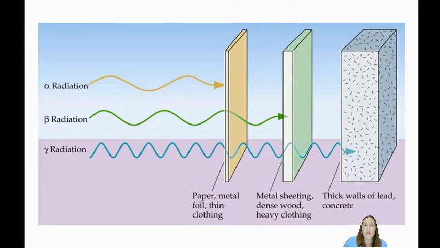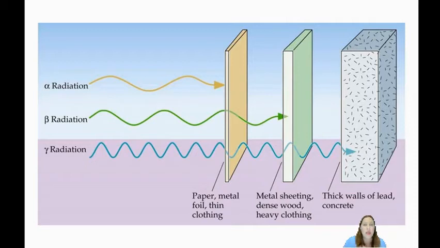Now, something that's really important for you to recognize is alpha particles can do a lot of damage because they're a lot bigger, but alpha particles can only get through so much. So you could actually stop alpha particles with paper, metal foil, or thin clothing. The alpha particles aren't going to get through thin clothing, but if they did get through something, then you're going to end up having some issues.